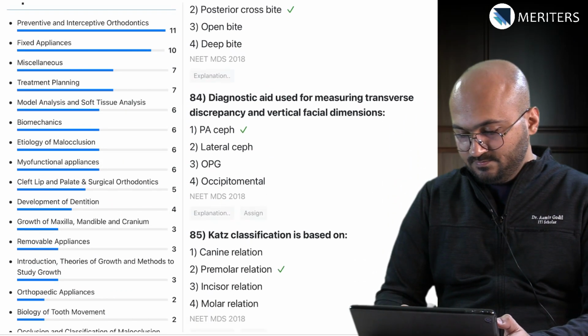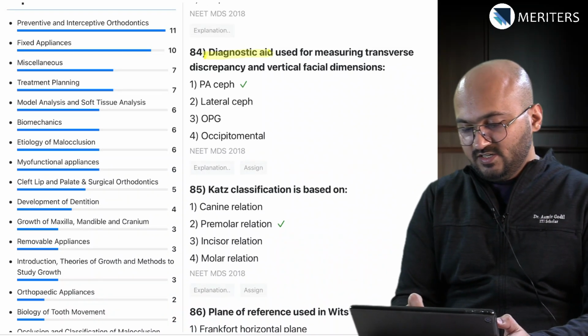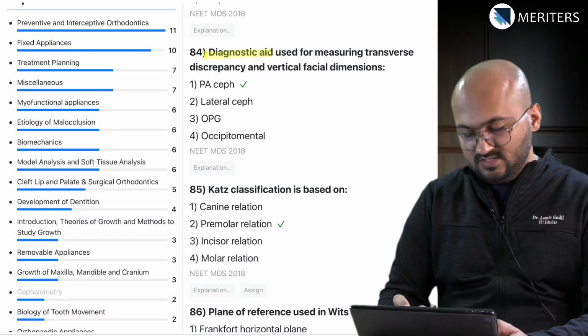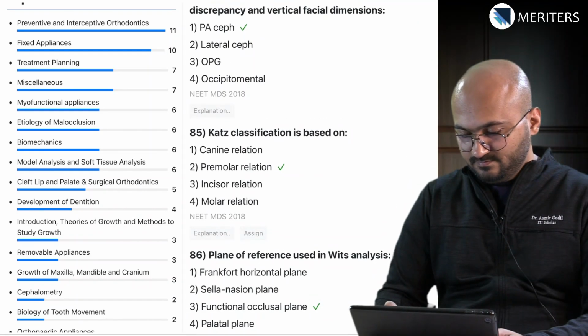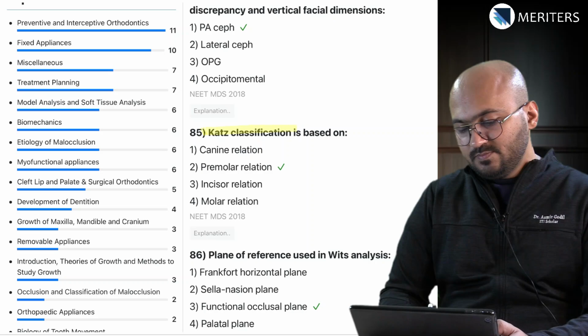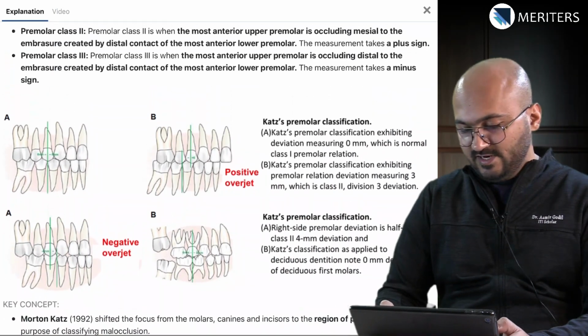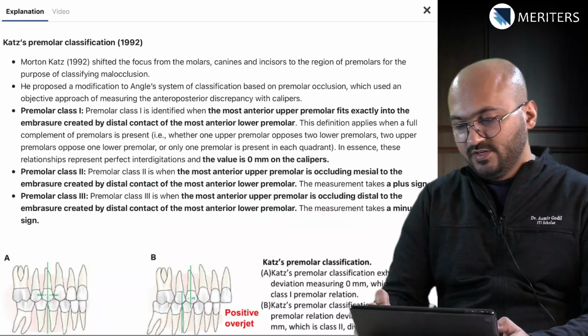W-arch appliance. Diagnostic aid for measuring transverse discrepancy. So this is cephalometric analysis. Katz's classification is based on premolars, right? So you can go through the explanation here and watch the video.